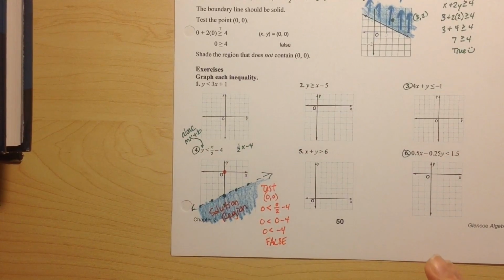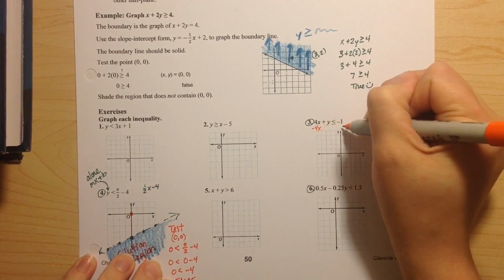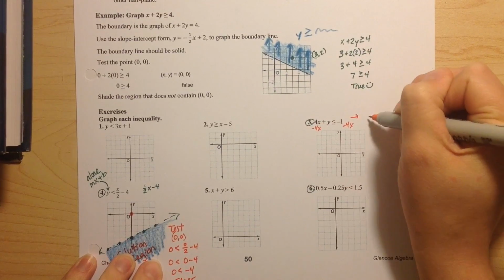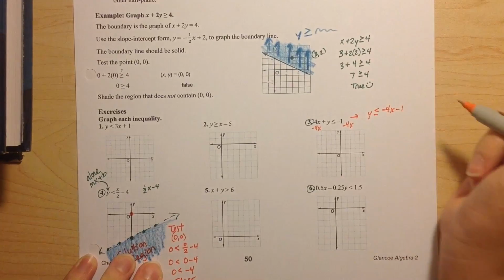Cool. Okay, let's do another. How about 3? Let's go for 3. I'm going to need to finagle the numbers just a little bit here. I'm going to subtract that 4x off to the other side. I get y is less than or equal to negative 4x minus 1.